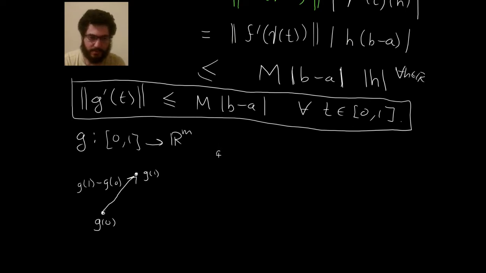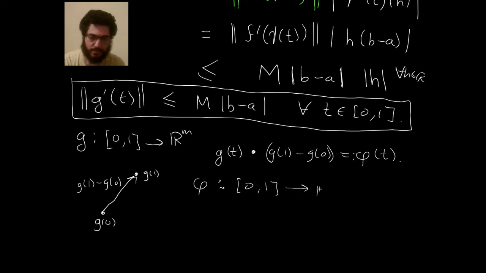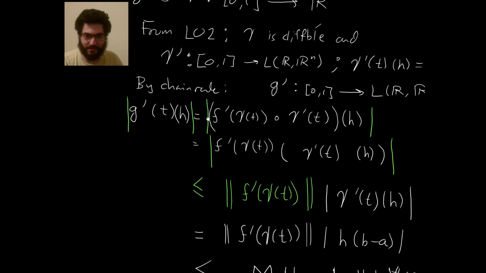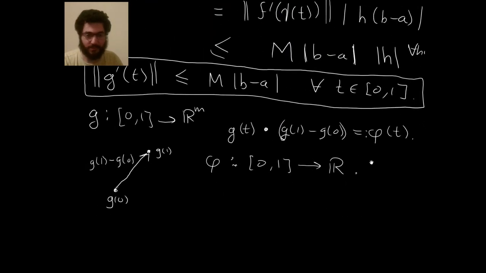So let's take g of t dot g of 1 minus g of 0. And let's call that a new function, phi of t. So that's going to be our definition of phi of t. So that means phi is this kind of function. That's something we can apply the mean value theorem to, okay, if it's differentiable. So we know g is differentiable. We knew that from the chain rule, and we worked with the derivative even here. But is phi differentiable?